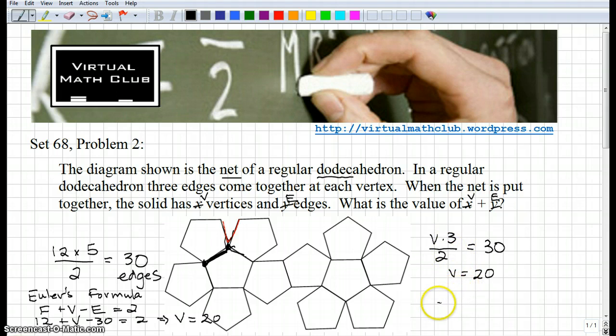And then, like I did before, the number of vertices plus the number of edges is equal to 50. Okay, 30 plus 20. So there you go.